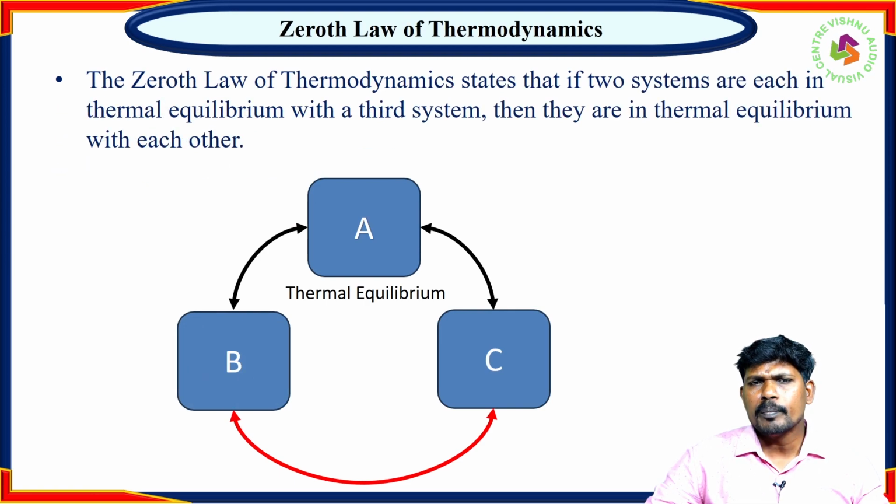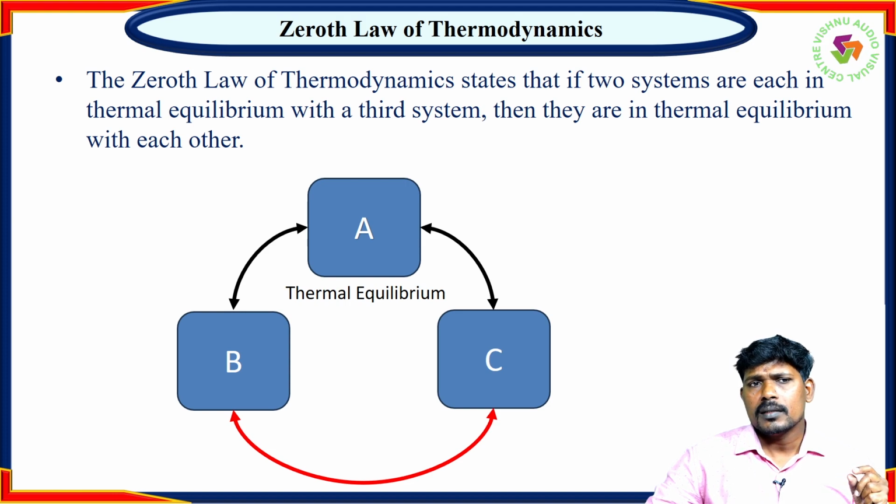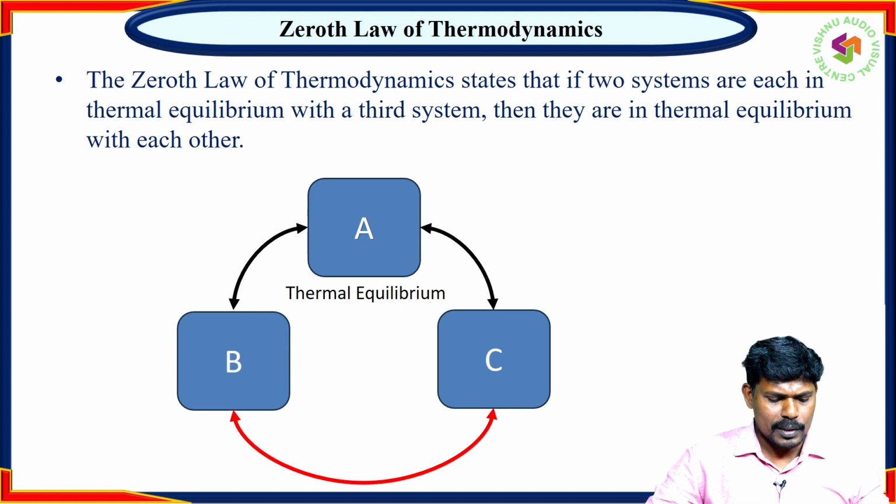Now, here we will see briefly about these laws. What is the zeroth law of thermodynamics? For example, if two systems are each in thermal equilibrium with a third system, then these two systems are also in thermal equilibrium with each other. That is what the zeroth law of thermodynamics says.